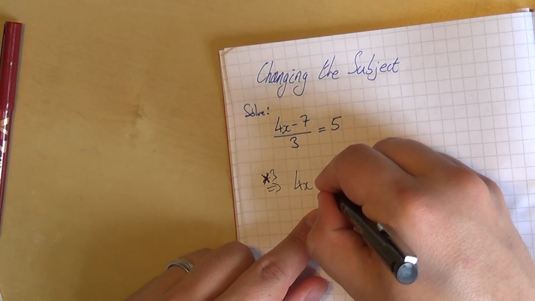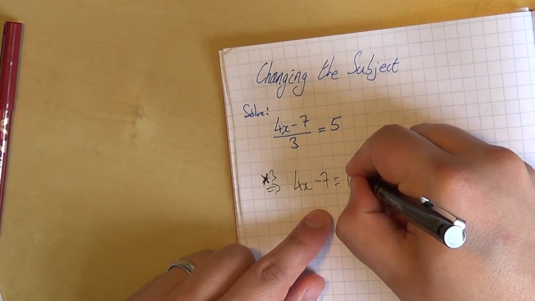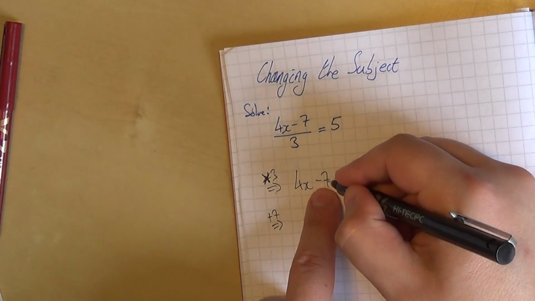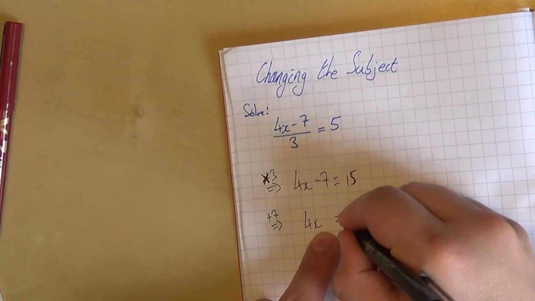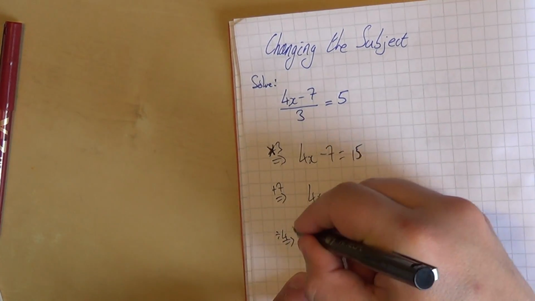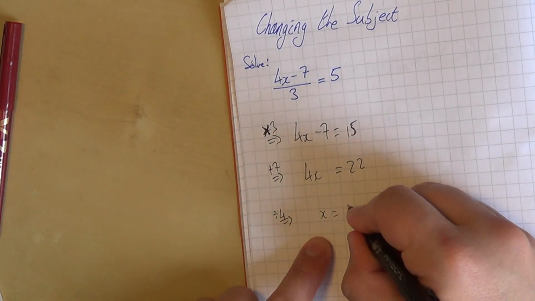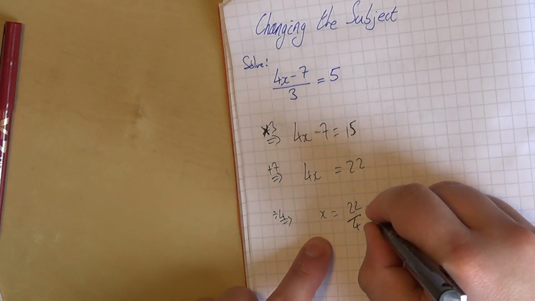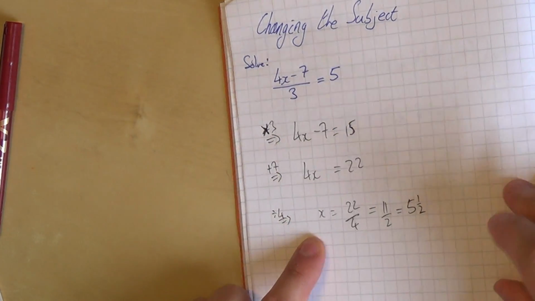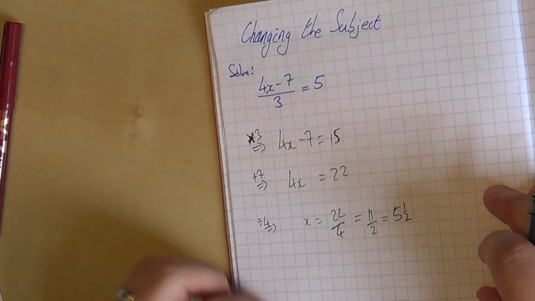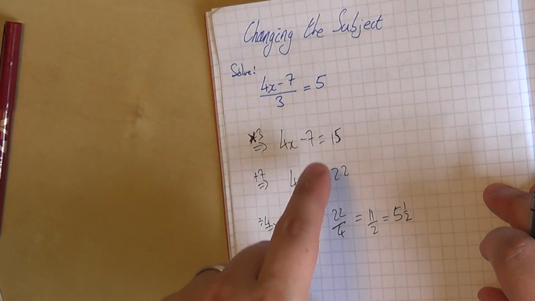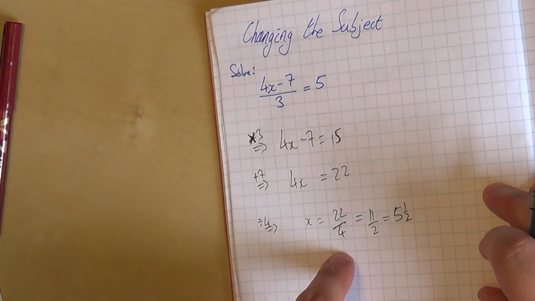And that gets us 4x take 7 is 15. We're going to add 7 to both sides to get rid of this take 7, so 4x is 22. I'm going to divide by 4 on both sides, so x is 22 quarters, which simplifies down to 11 halves, and if you like mixed numbers, it's 5 and a half. Okay, that should be straightforward. If that's not straightforward, you're not ready to do the rearranging stuff, so go back and do that again. But that's a refresher.